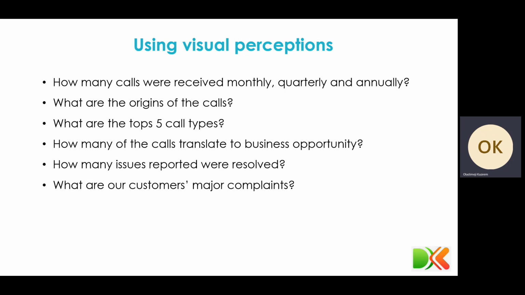Looking at the following perceptions from an organization: how many calls were received monthly? How many calls were received quarterly? How many calls were received annually? What are the origins of the calls? Why were they made? And what happened to be the top 5 types of these calls? Are we talking about surveys? Are we talking about fraud? Are we talking about bad product? Are we talking about bad service? Are we talking about people? What are the top 5 types?